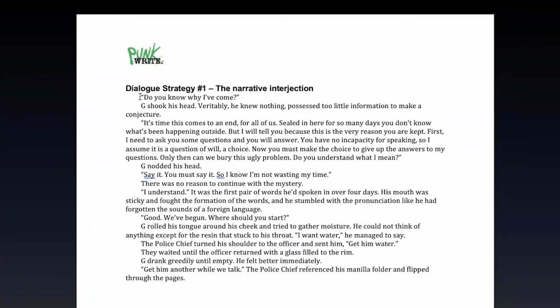So if you look here, you're going to see a dialogue line here. You're going to see a chunk of dialogue here. But there are some subtle moments in there where I'm just saying what's going on. It gives me a visual. It gives me a thought. "G shook his head. Verbally, he knew nothing." So now I'm in the mind of that character, and I can go back and forth with dialogue and narration.